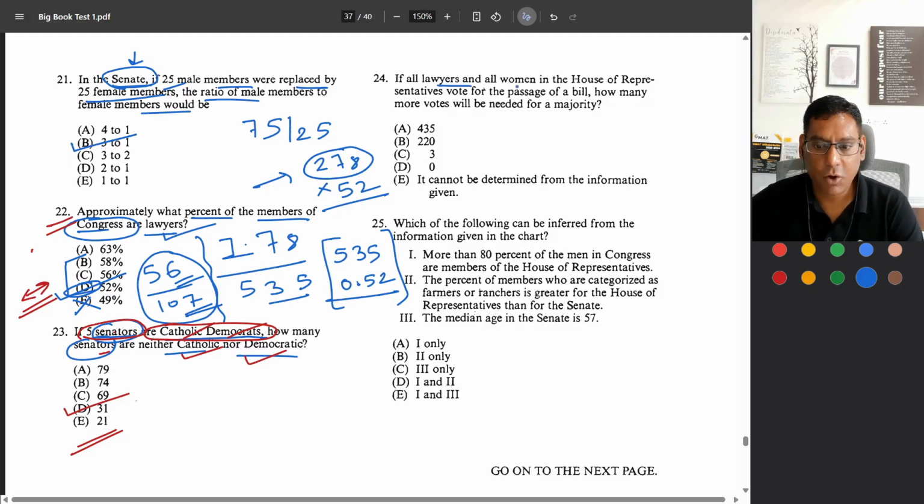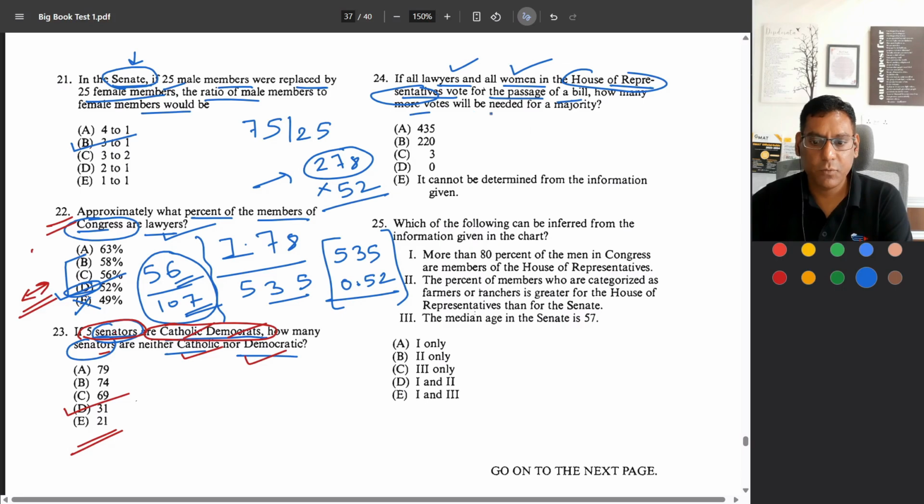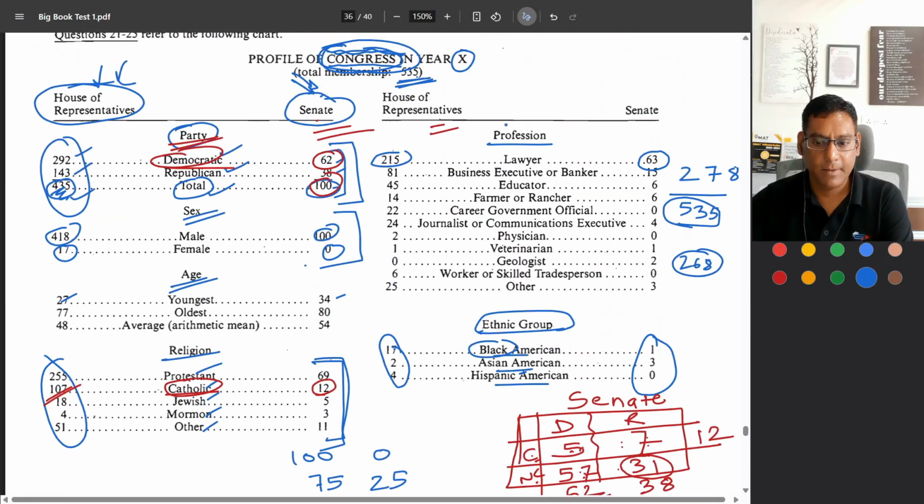If all lawyers and all women in the House of Representatives, okay, now I'm talking about House of Representatives, lawyers and women, vote for a passage of a bill, how many more votes will be needed for majority? Okay. House of Representatives, lawyers and women. Let's see, lawyers, House of Representatives, I know. Women also I know. Okay. Total is 435. So for majority, how many do I need? I need 218 for majority.